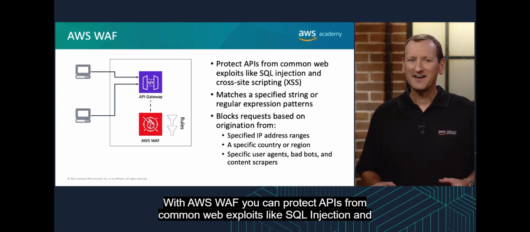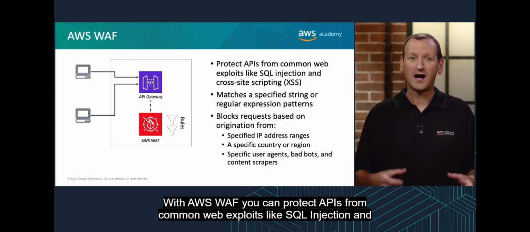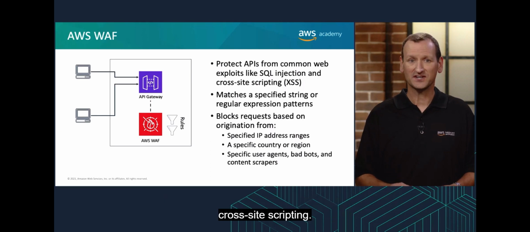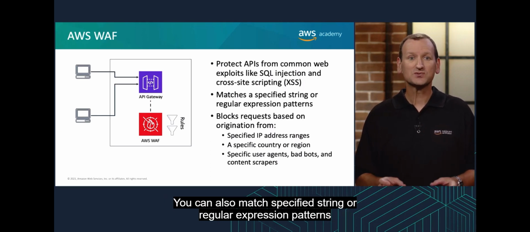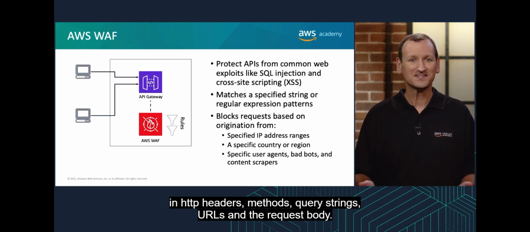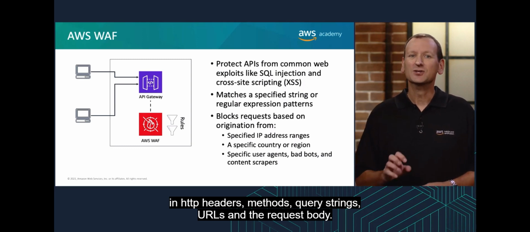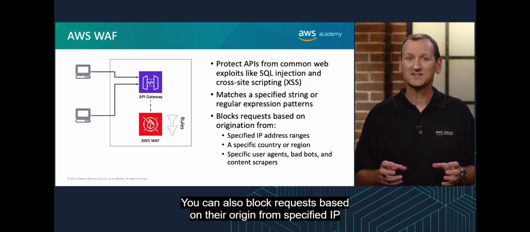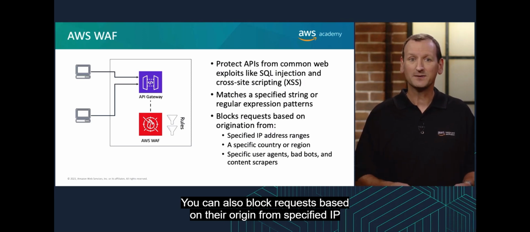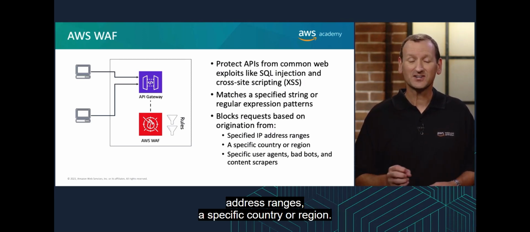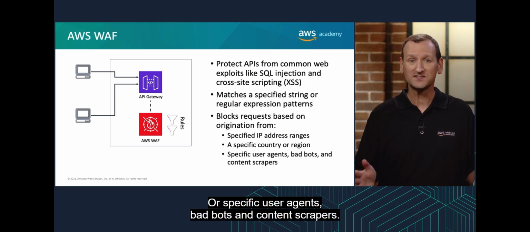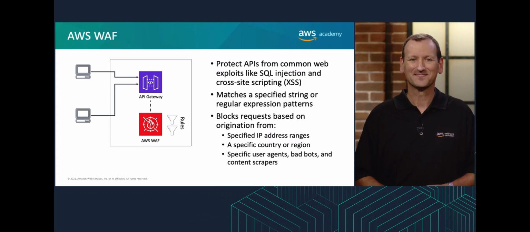With AWS WAF, you can protect APIs from common web exploits like SQL injection and cross-site scripting. You can also match specified string or regular expression patterns in HTTP headers, methods, query strings, URIs, and the request body. You can also block requests based on their origin from specified IP address ranges, a specific country or region, or specific user agents, bad bots, and content scrapers.